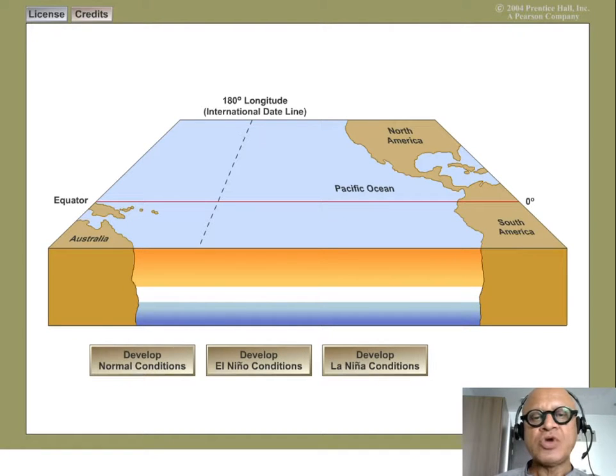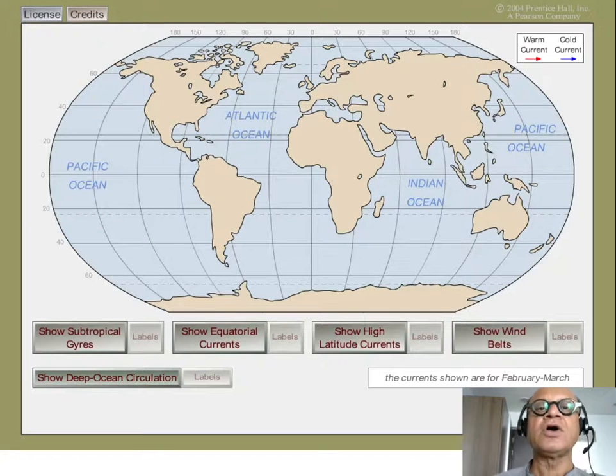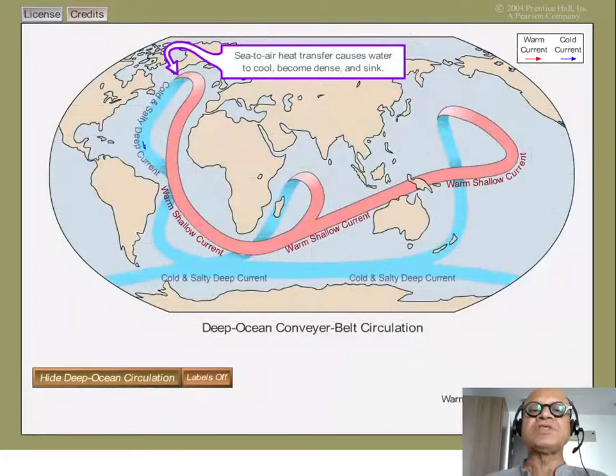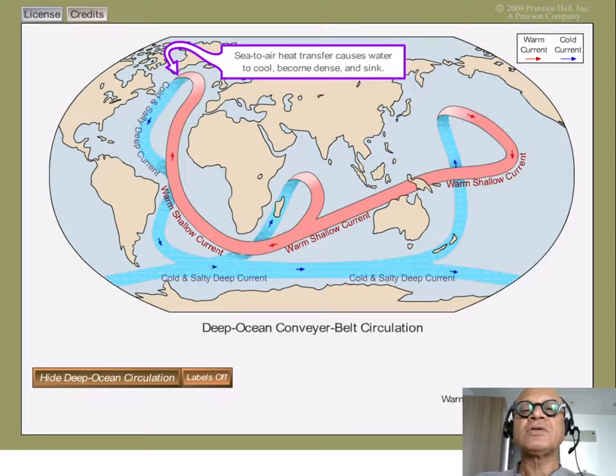Okay, so I'm going to do this as just concluding two animations. We have seen this current animation before, but let's look at the deep circulation once again, just to re-emphasize the thermohaline circulation. So sea to air heat transfer, evaporative cooling, causes the North Atlantic deep water formation.